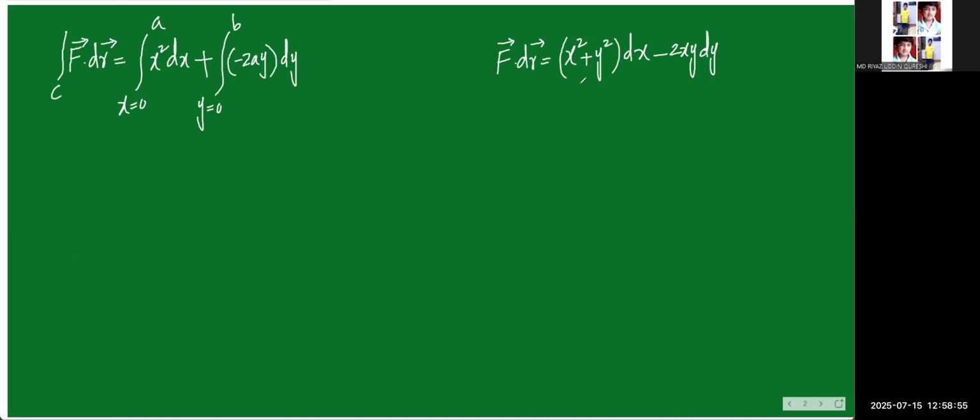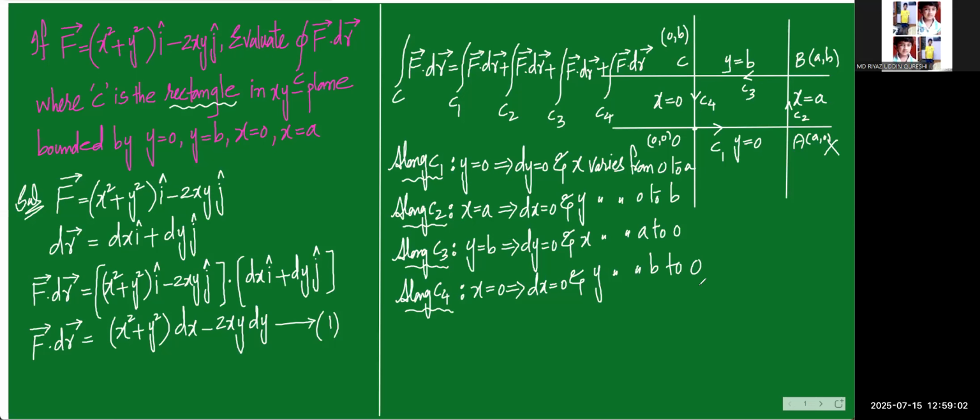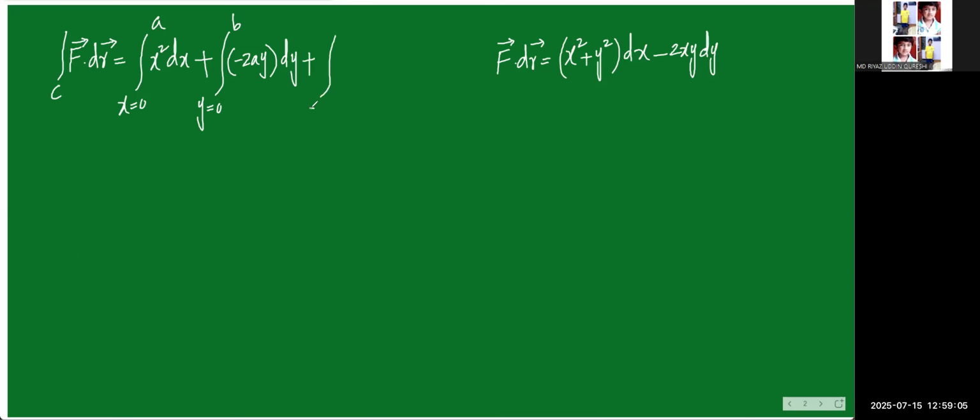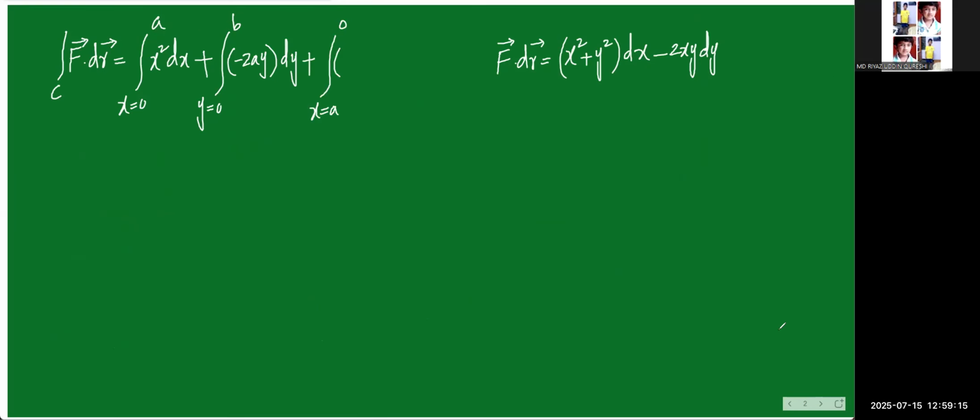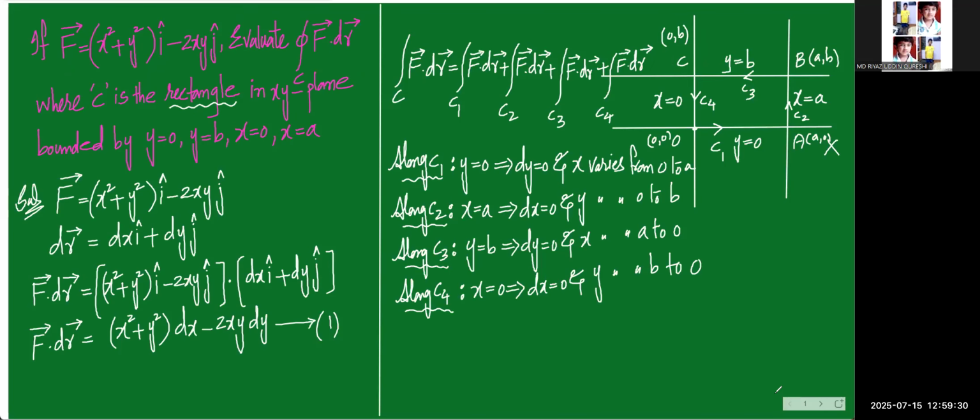This dx is 0, so the first part becomes 0, so minus 2a, plus the third limit, x is equal to a to 0. Now definitely you can verify, only y is equal to b, dy is 0, substitute. dy is 0 so the second part is 0, and in place of y put b, x square plus b square dx, plus the last limits are b to 0.